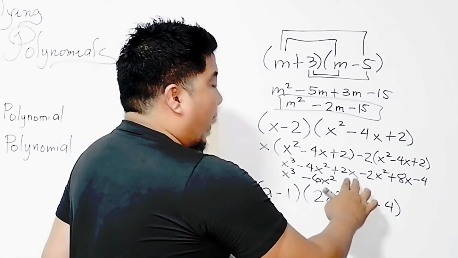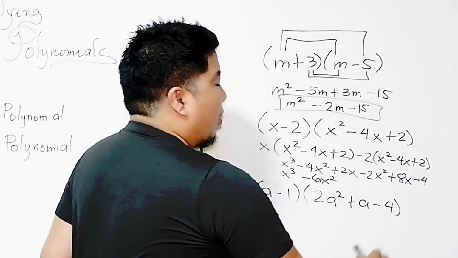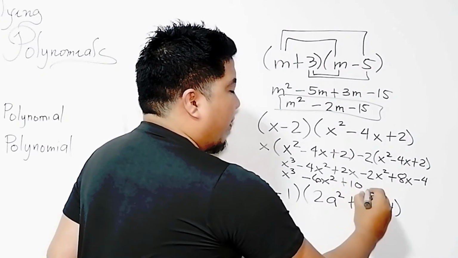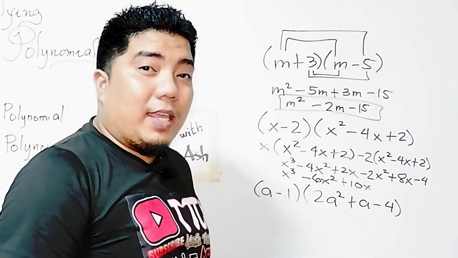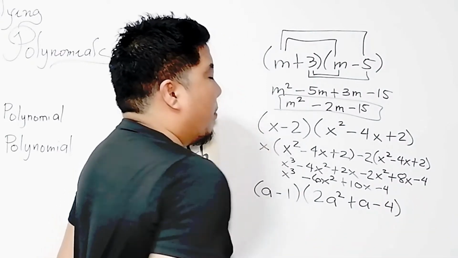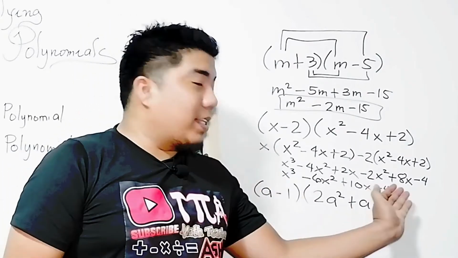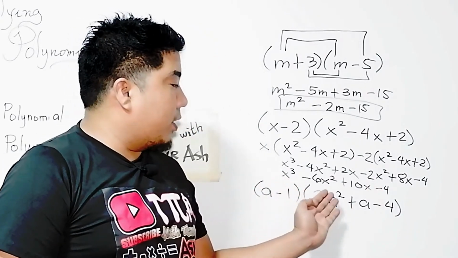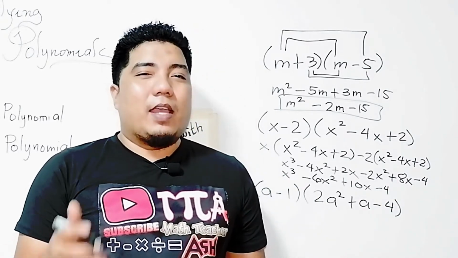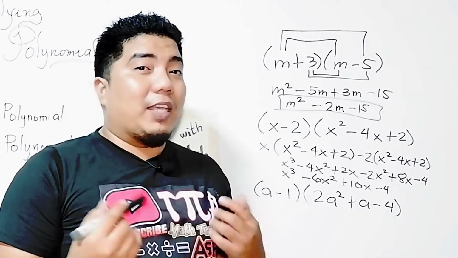And then we have 2x, which is the linear term. We also have another linear term here. So, 2x plus 8x, that will give you positive 10x. And finally, our constant term, which is a solo flight in this matter, will just be copied in your given polynomial. So, you have now your final answer, which is x cubed minus 6x squared plus 10x minus 4. Easy, right? Now, let us go to our final example, and we will apply the vertical method.